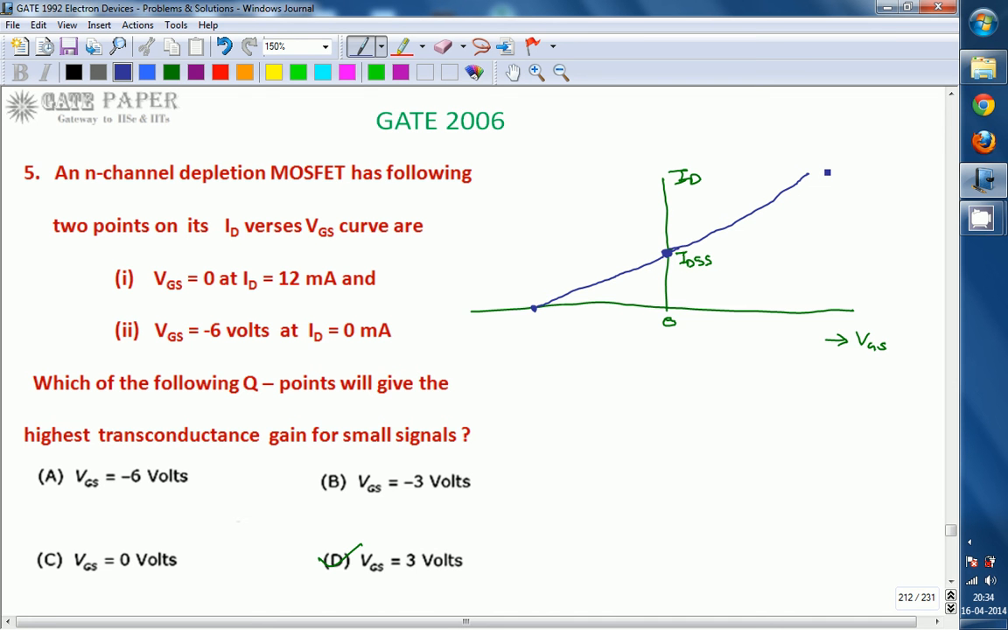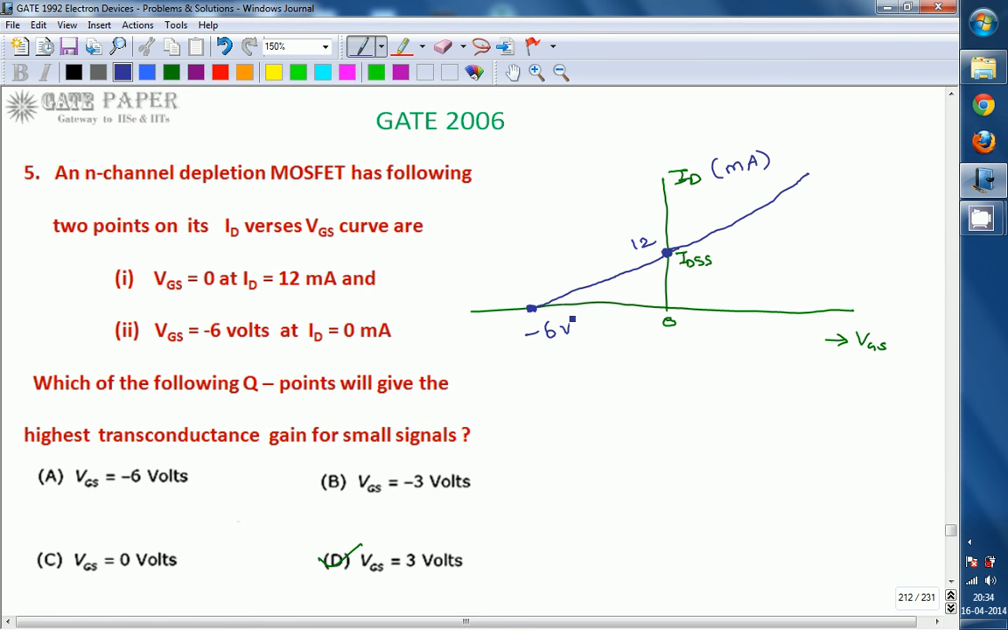First we have to indicate the points given. At VGS equal to 0, ID is 12 milliamperes. So this point is 12 milliamperes. ID will be in milliamperes and this point is 12. The second point is ID equal to 0. So where does ID become 0? At this point. So the VGS value is minus 6 volts.